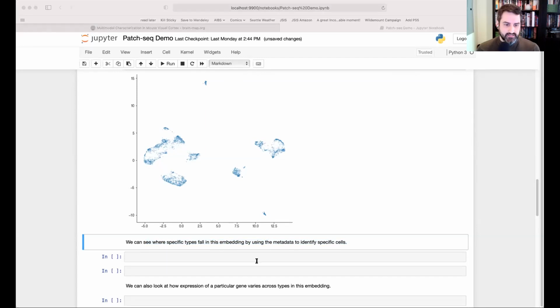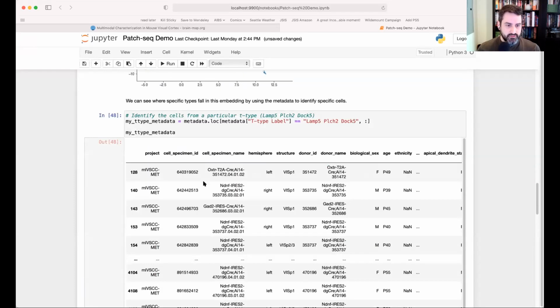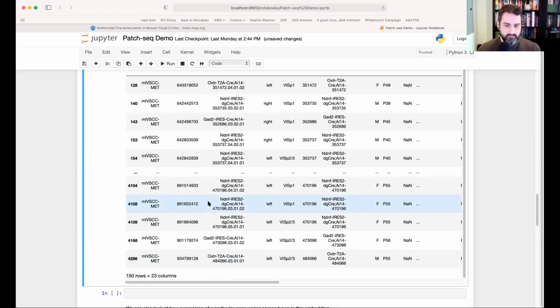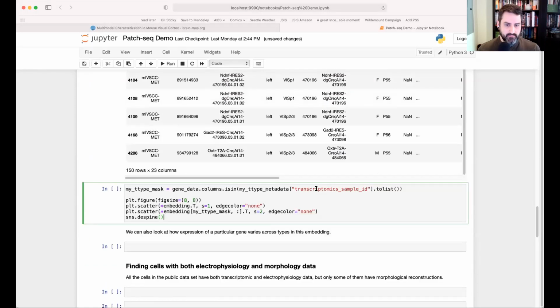So for example, let's say we're interested in the type 5 PLCH2 doc5. We're going to use the metadata file to identify all the places where the T-type label matches the cell type that we're interested in. So you can see the results of that here. We have 100 cells of that particular type. And then we're going to use that to identify the particular cells in the gene data and figure out which cells to highlight with a different color.